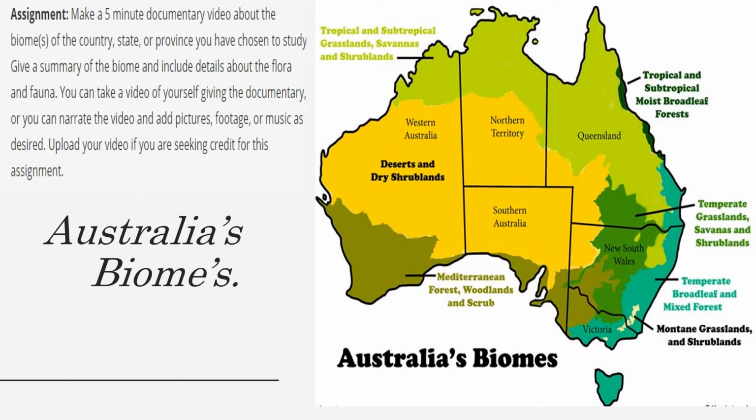I'm going to just summarize the instructions a bit. The main instructions are to make a 5-minute documentary video about the biomes of the country, state or province that I have chosen to study. I've chosen to study Australia, as you can tell from the picture, and I'm just going to give brief summaries about the biome and the flora and fauna in that biome.